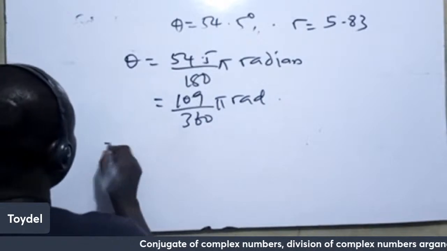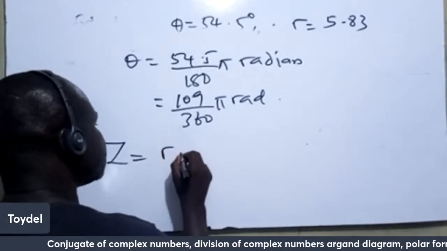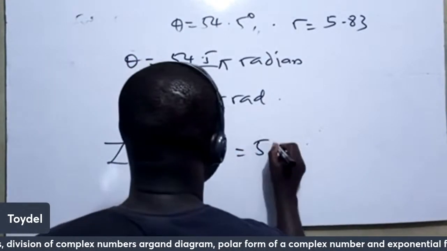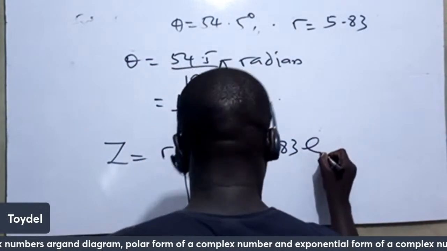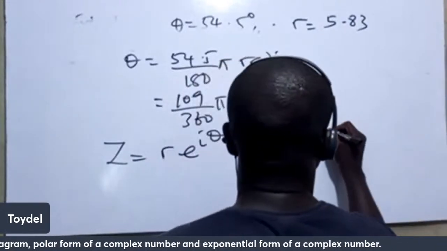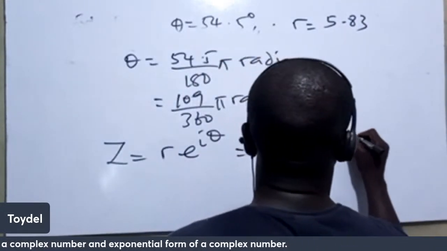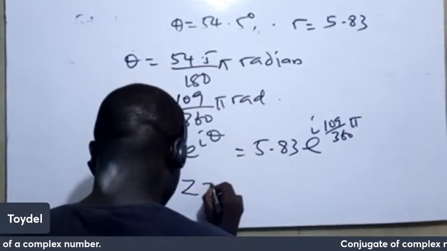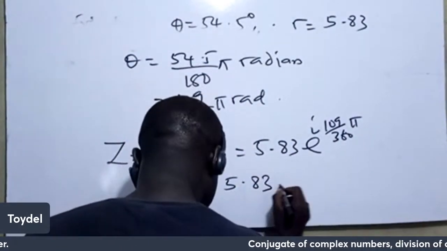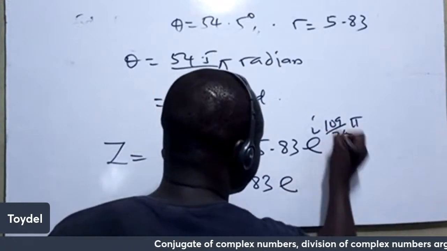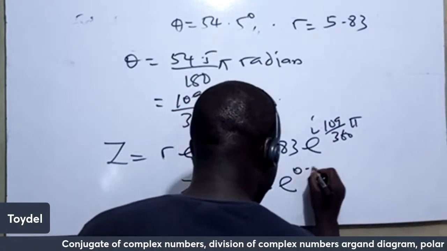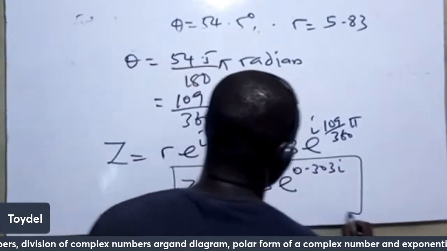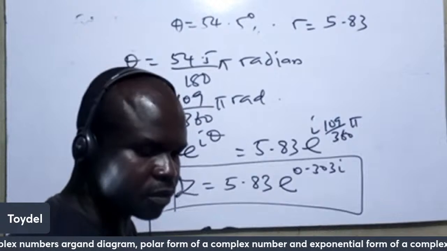And of course, what is z in exponential? z in exponential is r e to the i theta. We know the value of r. So r is 5.83 exponential, then the value of this is 109 all over 360 pi i. That's what you get. Then z will now be equal to 5.83 exponential. If we find this now, at the end of the day, we are going to have it to be 0.303i. So this is the exponential form of that given question.